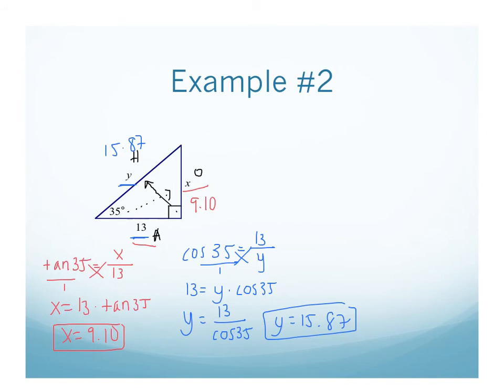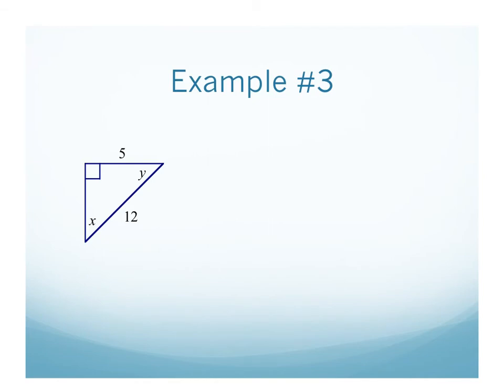Okay, we're going to do one more together, and then you're going to do some on your own. Here's the next one that we're going to do. In this case, we have to find angles and not sides. So I'm going to write SOHCAHTOA again. I'm going to start by finding x. Now, 5 in relation to the x is opposite. 12 is the hypotenuse. O and H means I'm going to use sine.